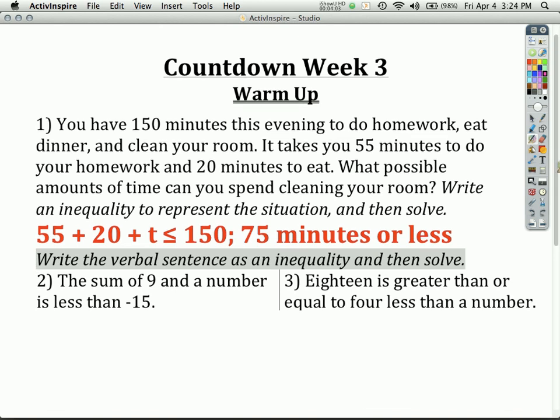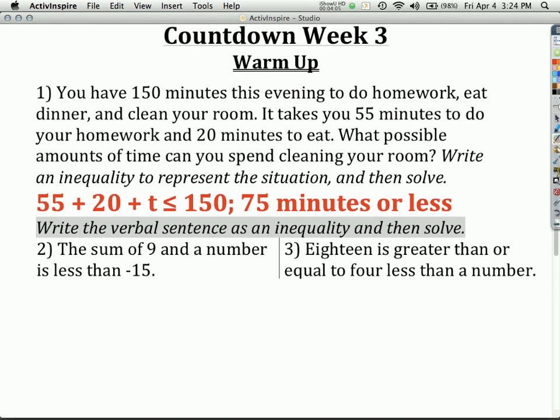Very good so far. Number 2. How do you write that as an algebra statement? We start with Corey and then Selena. What'd you put, Corey? X is less than -7, or less than or equal to -7. Okay, what'd you put? I put 9 plus n is less than negative 15. Okay, so that's what I was looking for, is 9 plus n is less than negative 15.